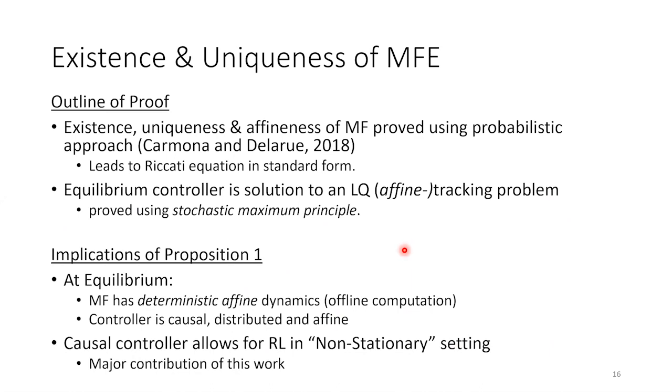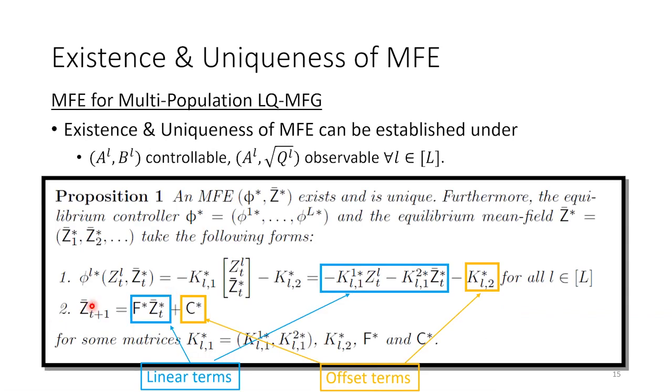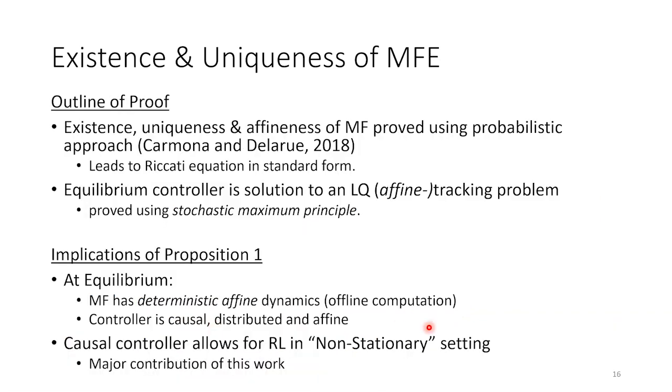Okay, so just an outline of the proof, I'll go over it and we can have a discussion if you want to talk about it later. First we prove the existence, uniqueness and affineness of the mean field trajectory using a probabilistic approach that's inspired by the work of Carmona. And the equilibrium controller is basically a solution to a linear quadratic tracking problem, which is proved using a stochastic maximum principle. The implication of this proposition is that at equilibrium, the mean field has deterministic affine dynamics, and so it can be computed offline. And the controller is causal, distributed and affine. The causal controller allows for reinforcement learning in this non-stationary setting, which is a major contribution of this work.